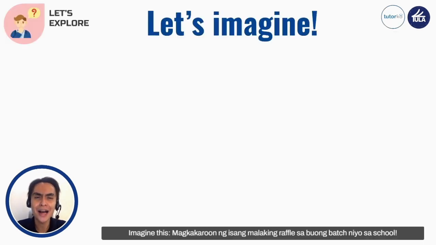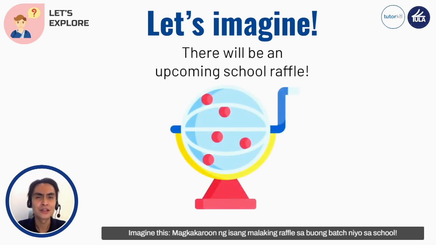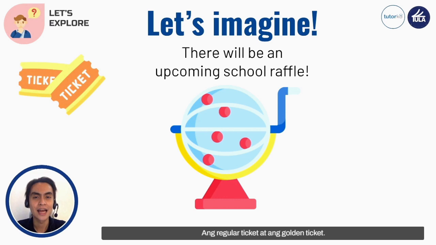Imagine this, magkakaroon ng isang malaking raffle sa buong batch nyo sa school. The raffle works like this. Isa-isa kayong makakakuha ng pulang bola. Sa loob ng pulang bola, maaari kayong makakuha ng dalawang klase ng ticket. Ang regular ticket at ang golden ticket.